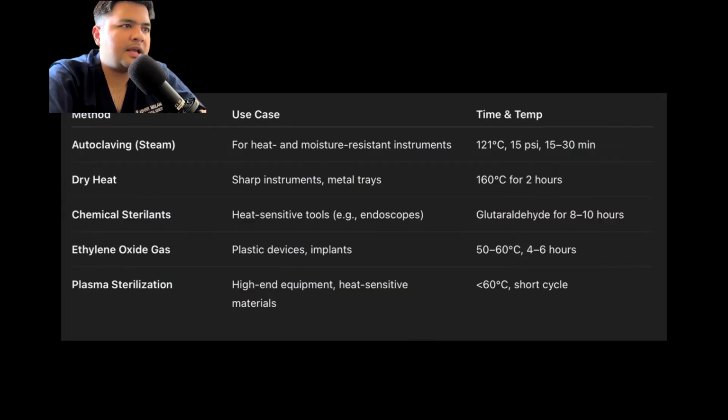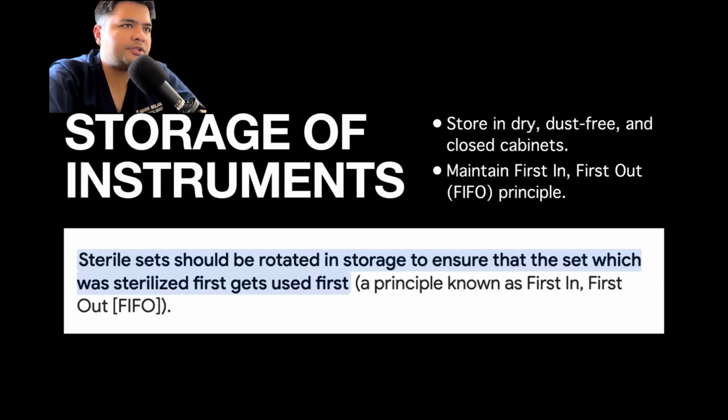Ethylene oxide gas for plastic devices and implants, 50 to 60 degrees Celsius, 4 to 6 hours. Plasma sterilization for high-end equipment and heat-sensitive materials, less than 60 degrees Celsius with a short cycle. Storage of instruments: they are stored in dry, dust-free and closed cabinets. Maintain the first in, first out FIFO principle.